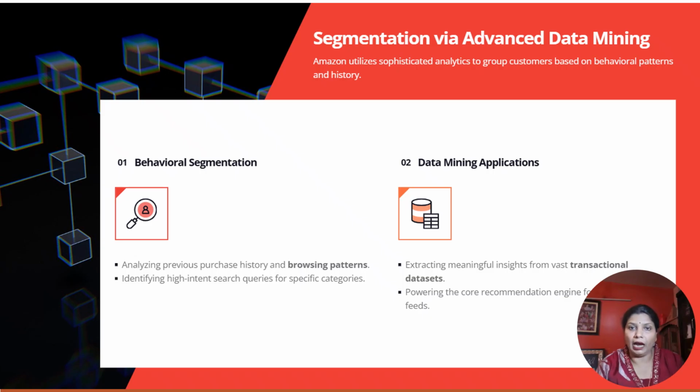In addition, high intent search queries are identified to capture customers who are close to making a purchase in a specific product category. The second aspect involved data mining application. So Amazon works with vast transaction data sets and applies data mining techniques to extract meaningful insights from the data. These insights directly power the company's recommendation engines, which generate personalized product feeds for individual users.